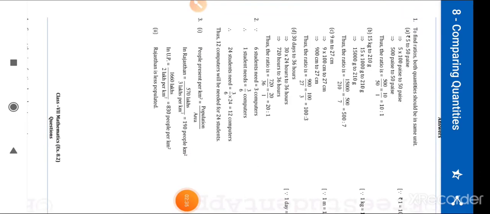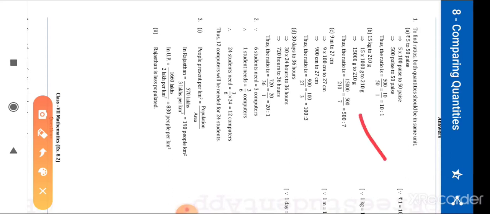In this way you can solve the remaining parts of question number 1. In part B you have to convert kilogram into gram, then you can easily find their ratio. Similarly, in parts C and D you have to convert meter into centimeter and days into hours. Now move to the second question.